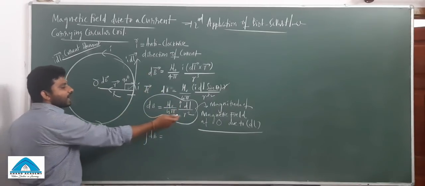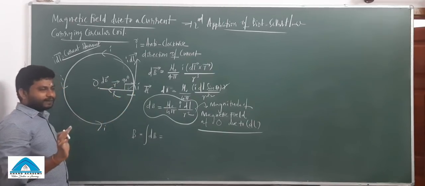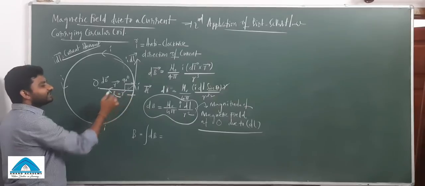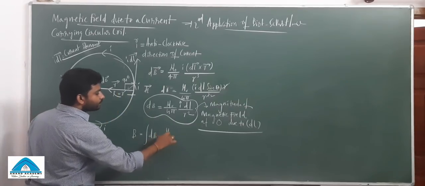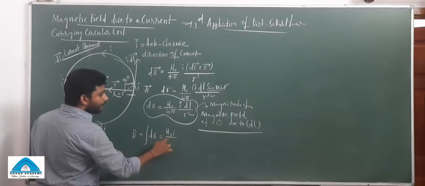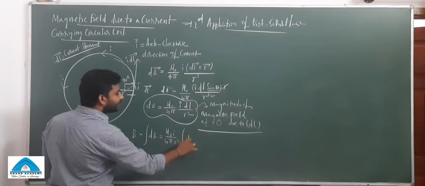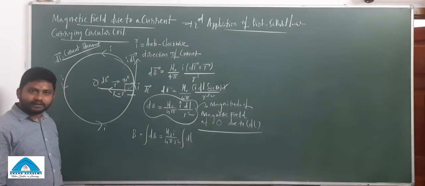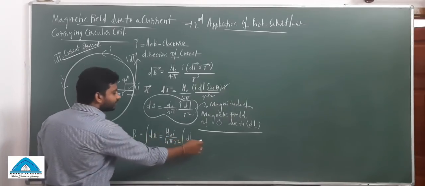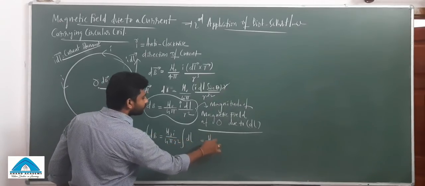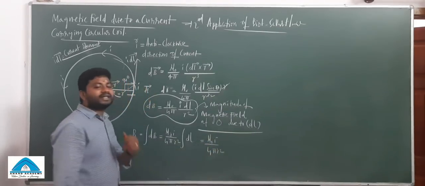This r can also be written as the radius of the circular path, so no need to get confused, and I am writing it as small r. So here we have mu naught I by 4 pi r square, integral dl. Do you understand? Clear? So now it's so simple. The dl integration: mu naught I by 4 pi r square, integral dl.